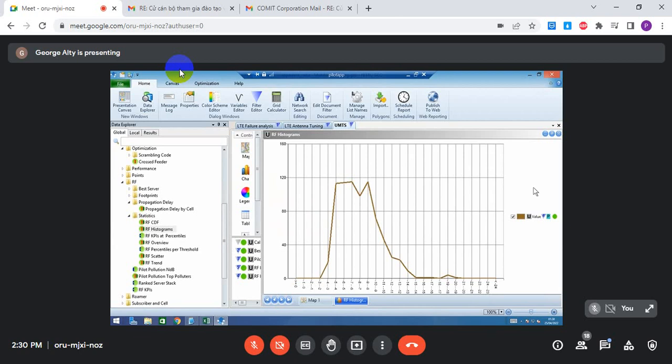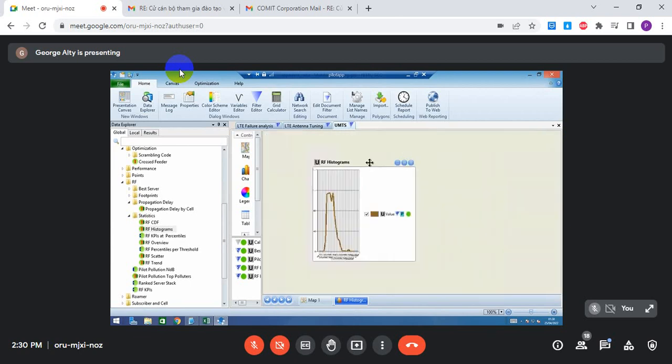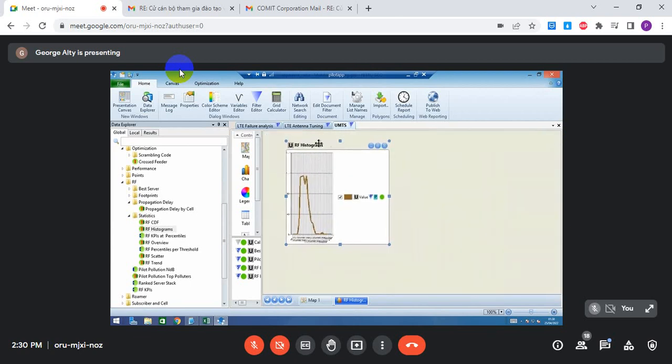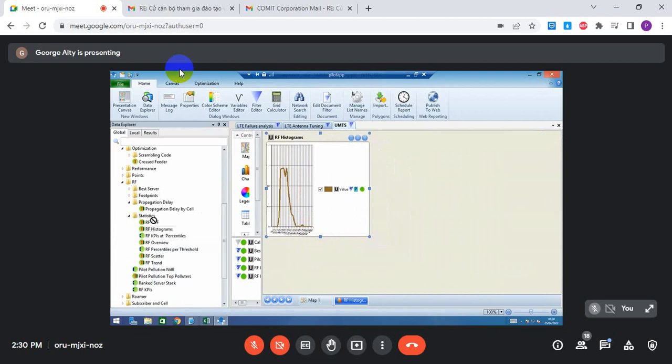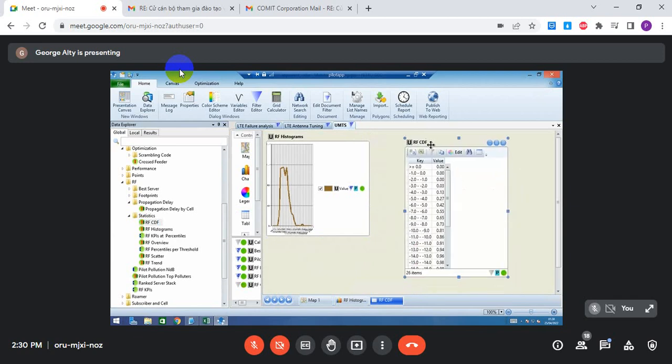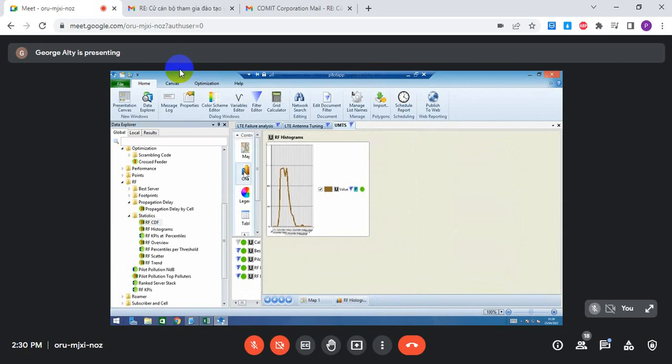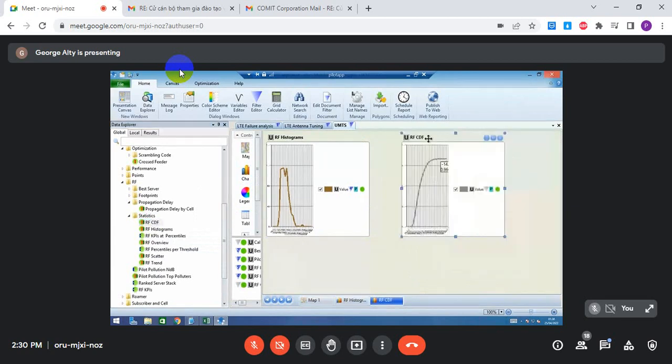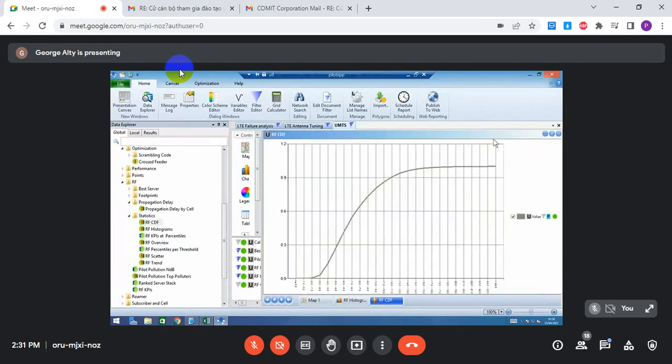Okay. Let me have a look at a couple of other histograms that we can look at. So if we look at the RFCDF, cumulative distribution function, let me just do that in a chart, it's easier. RFCDF. So this is the particular function for that cell.